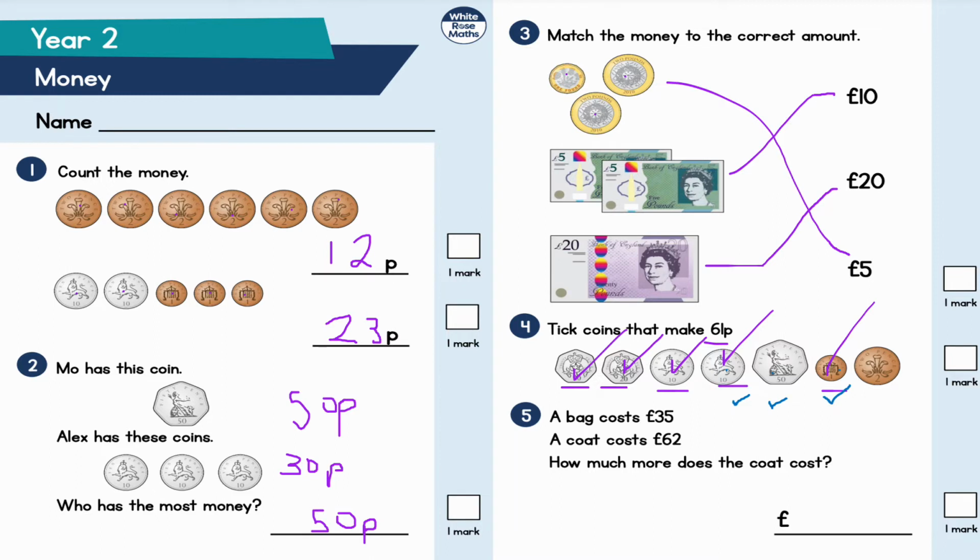Okay, this is question number 5. A bag costs £35. A coat costs £62. How much more does the coat cost? Okay, 62, take away 35. Might not have much space here, so I'll have to do it on the side. Okay, 2 take away 5 I can't do, so I exchange. I borrow. That becomes a 5. That becomes a 1. 12 take away 5 is 7. And 5 take away 3 is 2. So the coat costs 27 more pounds than the bag.